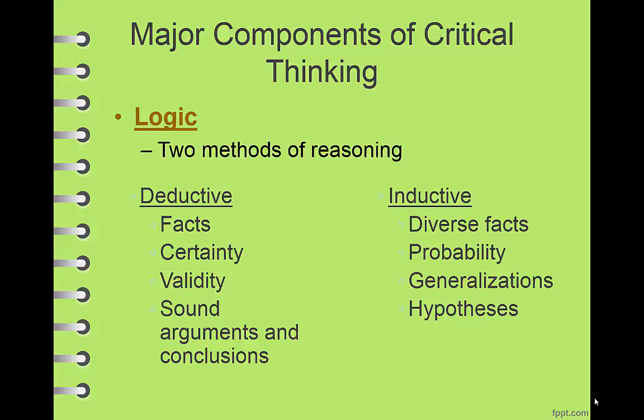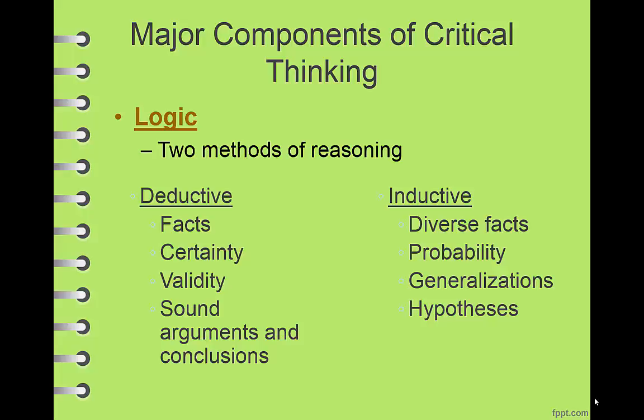So what are the major components of critical thinking? Well, as we said, logic. We want to apply logic to a situation. We're going to think like Sherlock Holmes. So what did Sherlock Holmes do? Well, he used deductive reasoning. He looked at the facts. What do we know as a certainty? What can we validate? Use sound arguments and sound conclusions. He wanted nothing but fact and certainty.